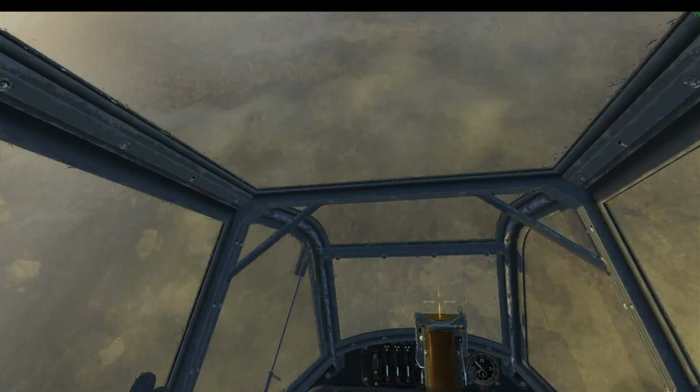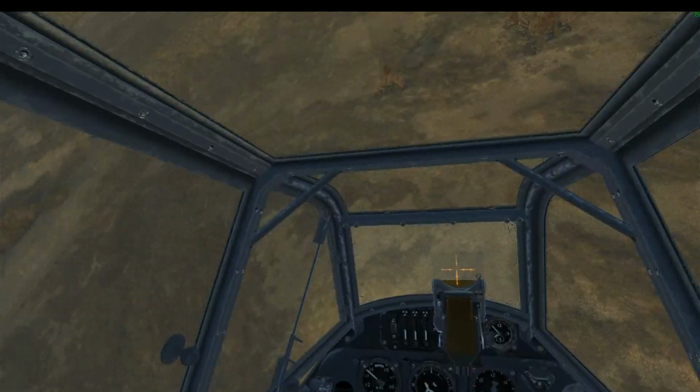Okay, I'm in a flat spin. Where is the runway? Obviously, right turn to 270.